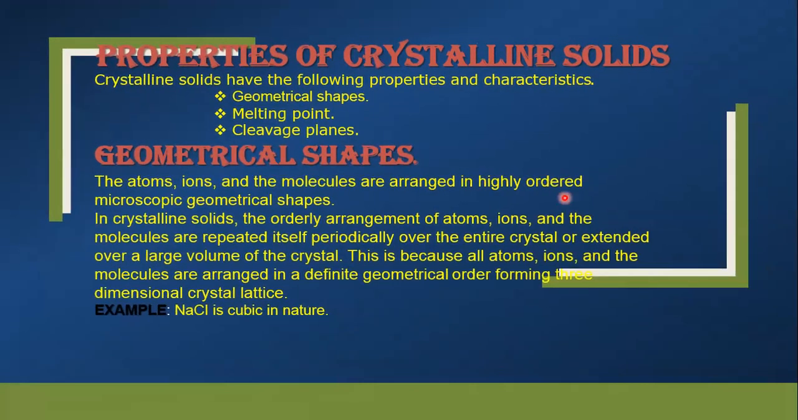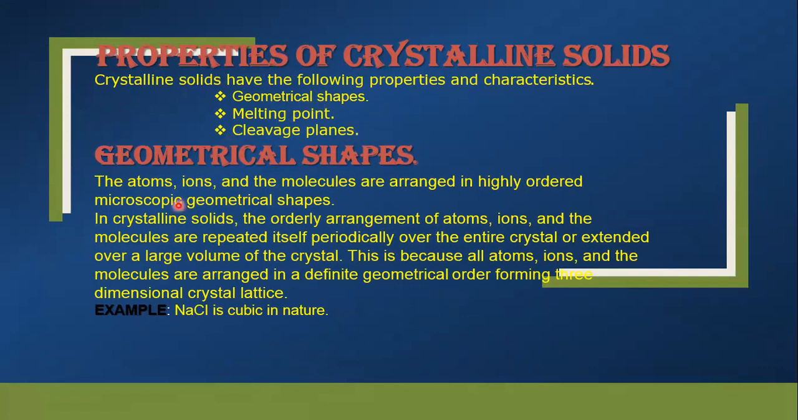Next is properties of crystalline solids. Crystalline solids show a number of properties like geometrical shapes, melting points, cleavage planes, habit of crystal, crystal growth, isotropy, symmetry, isomorphism, polymorphism, allotropy, transition temperature, and many more. In today's lecture, we just covered these properties.